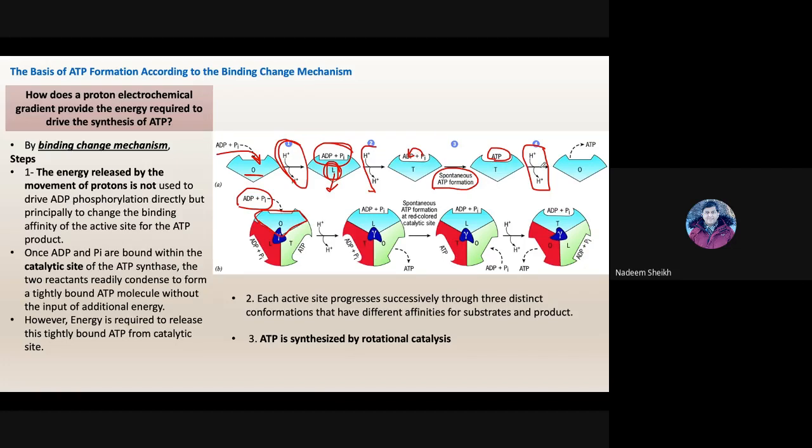Rather, this energy is going to be used to separate this ATP from the site of attachment, because this attachment of ATP is quite strong as compared to when it was in the form of ADP and inorganic phosphate. So ultimately, this energy is going to separate the ATP back into the matrix, and again this O site is available to house ADP and inorganic phosphate.